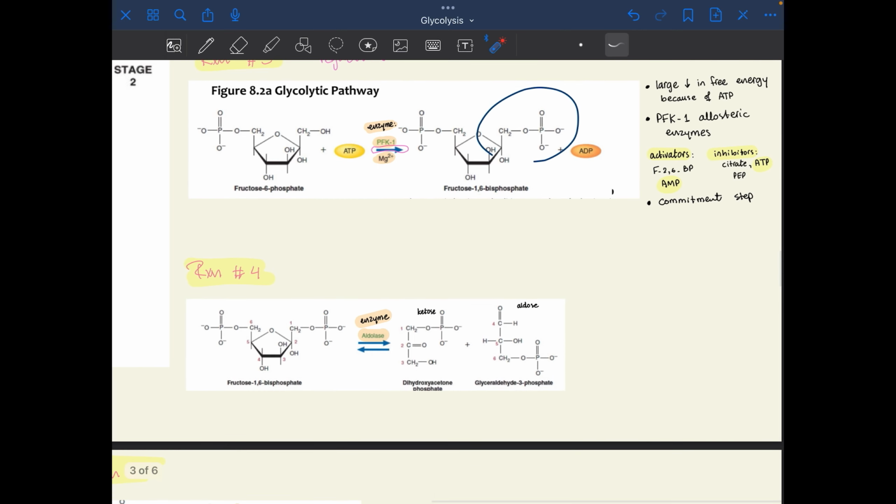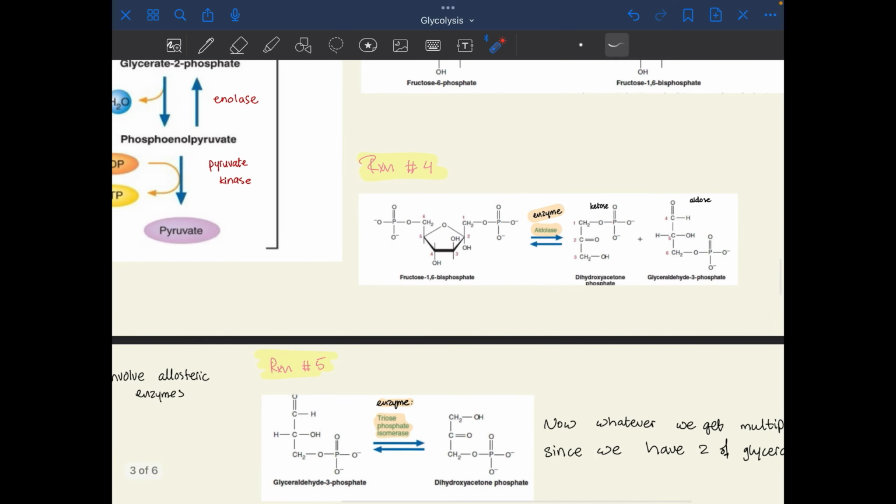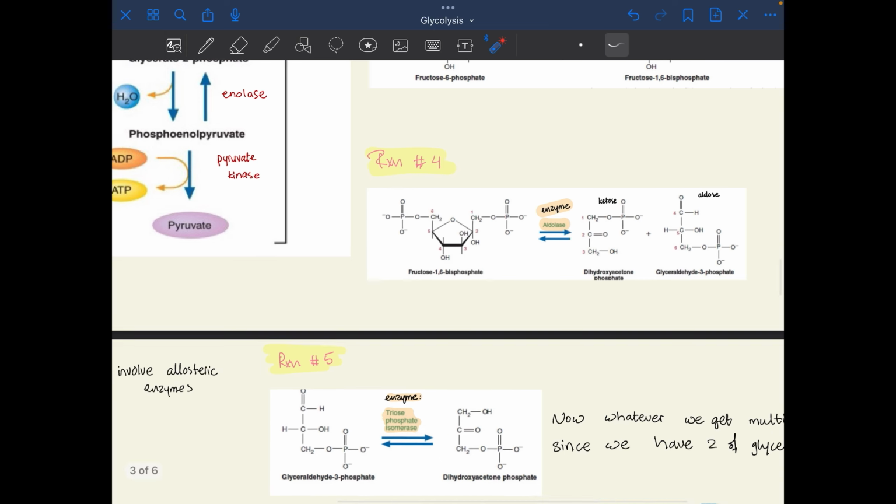And yeah, then we have reaction number 4, which is simple, the cleavage of fructose 1,6-bisphosphate to a ketose and an aldose, which are dihydroxyacetone phosphate and glyceraldehyde 3-phosphate. What enzyme? Aldolase. Okay, so aldolase is basically like scissors, it just cuts the structure, and yeah, that's it.